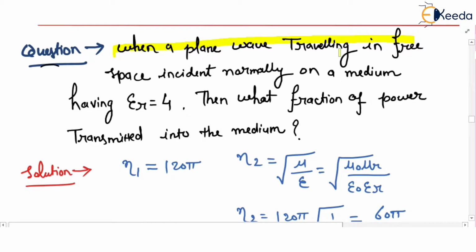When a plane wave traveling in free space is incident normally on a medium having epsilon r equal to 4, what fraction of power is transmitted into the medium?